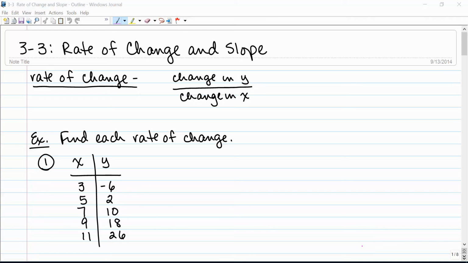Section 3.3 is on rate of change and slope. Rate of change is defined as the change in y divided by the change in x. Let's take a look at a couple examples. Here it says find each rate of change.